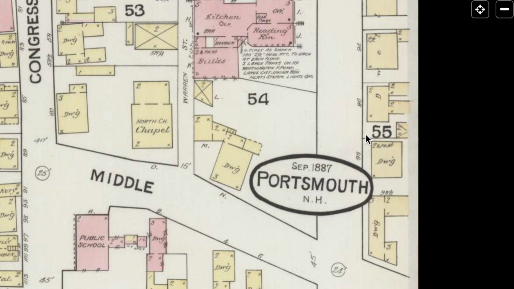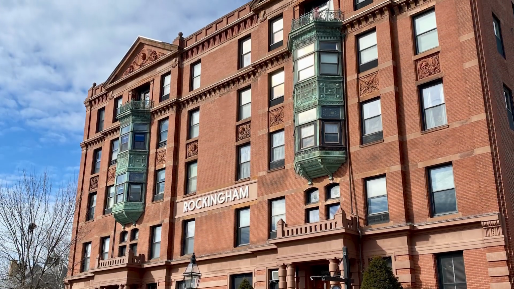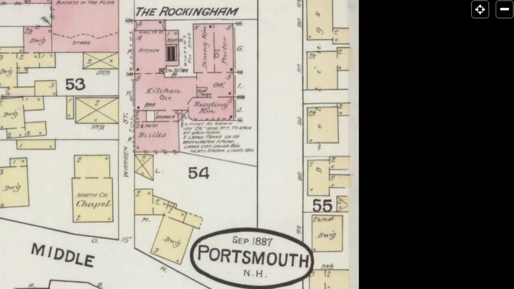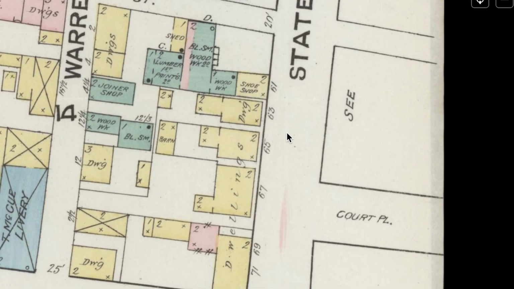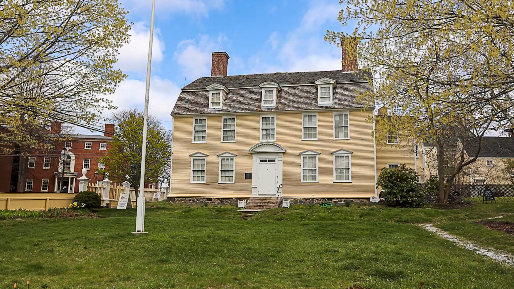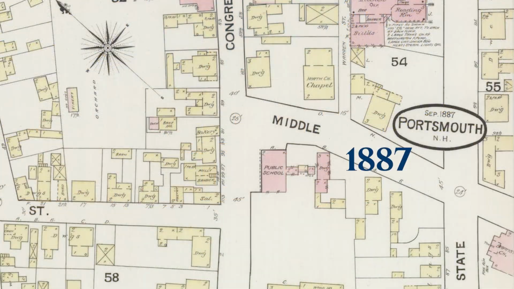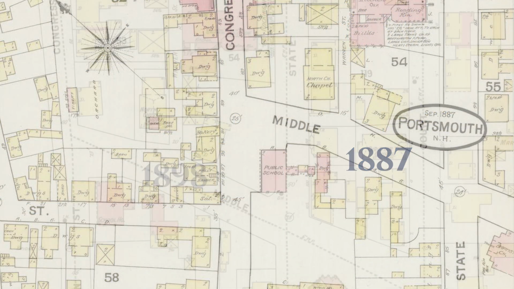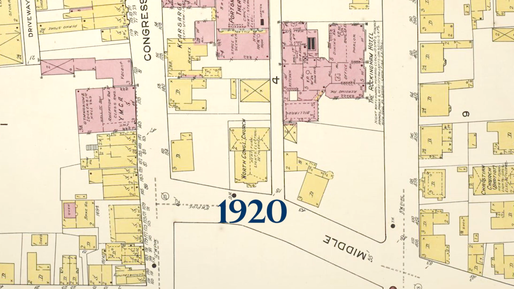Looking around at some of the nearby buildings, the neighboring property, what is now the Rockingham, is marked in pink, noting that it was made of brick. Further down the street, the old Federal building is marked in blue, showing that it was made of stone, granite, in fact. The Sanborn maps are a great way to learn more details about your house and if it was standing in a certain year. You can even compare your house between different editions of these maps to see if and when any changes were made to it over the years.